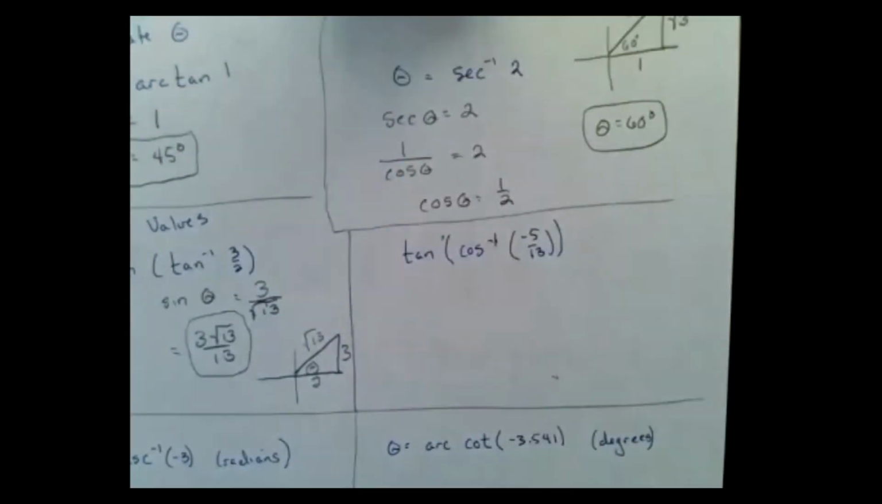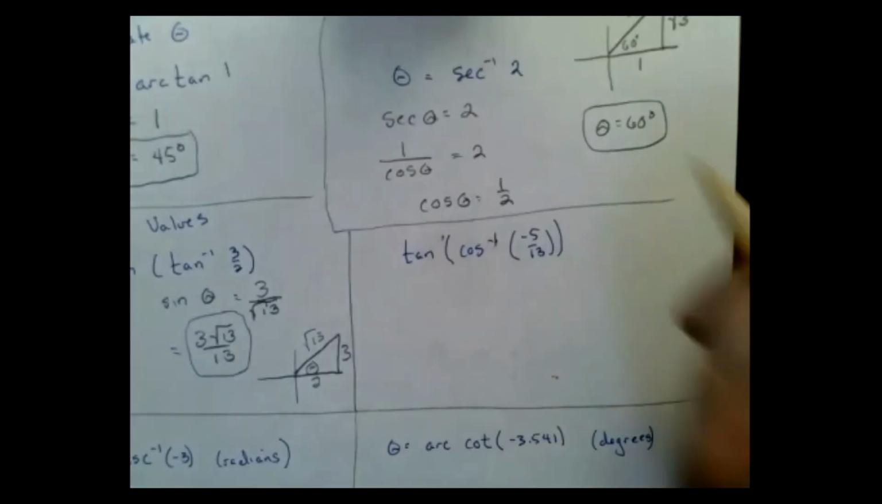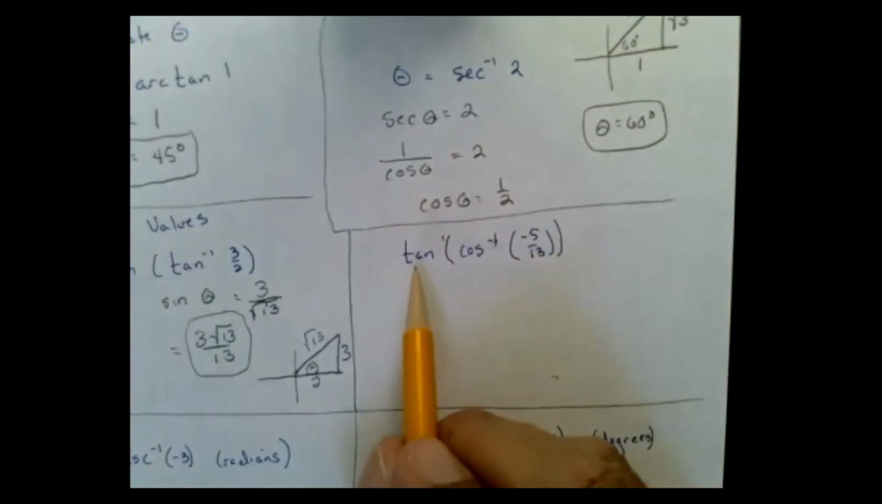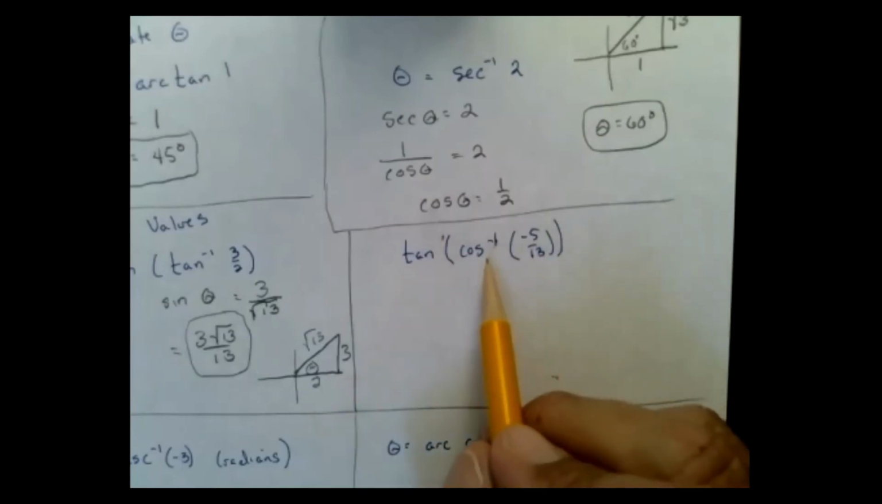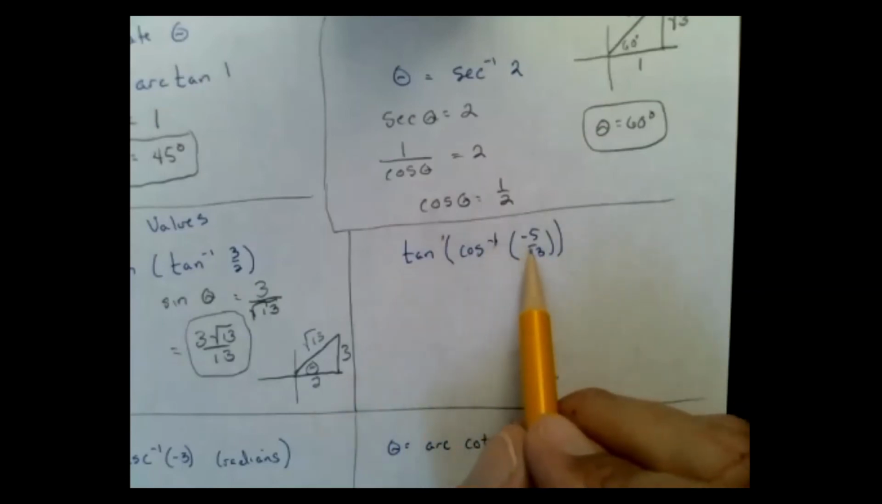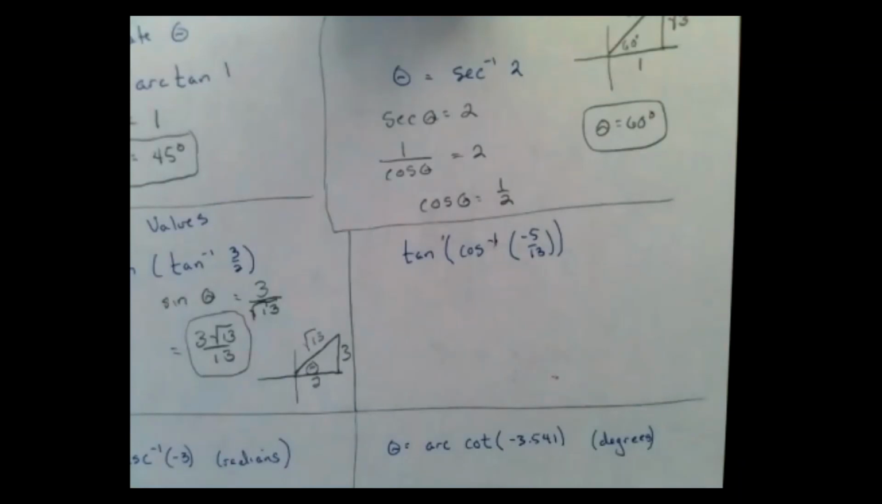I'm going to give you a chance to work on this one. The tangent of the inverse cosine of -5 over 13.